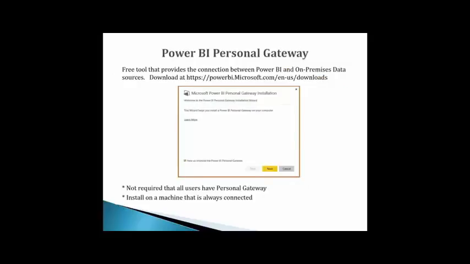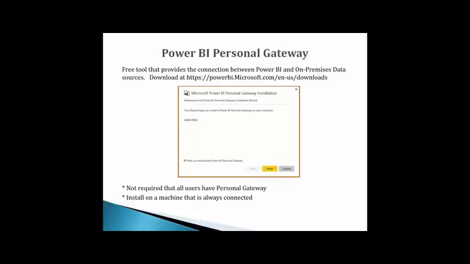Now, one of the things that you need for your on-premise data is the Power BI Personal Gateway. It's a free tool that's provided by Microsoft. It makes the connection between Power BI Online and your on-premise data. It's a free download. You just go to the Power BI site and download, and it has this simple wizard that walks you through installing it.